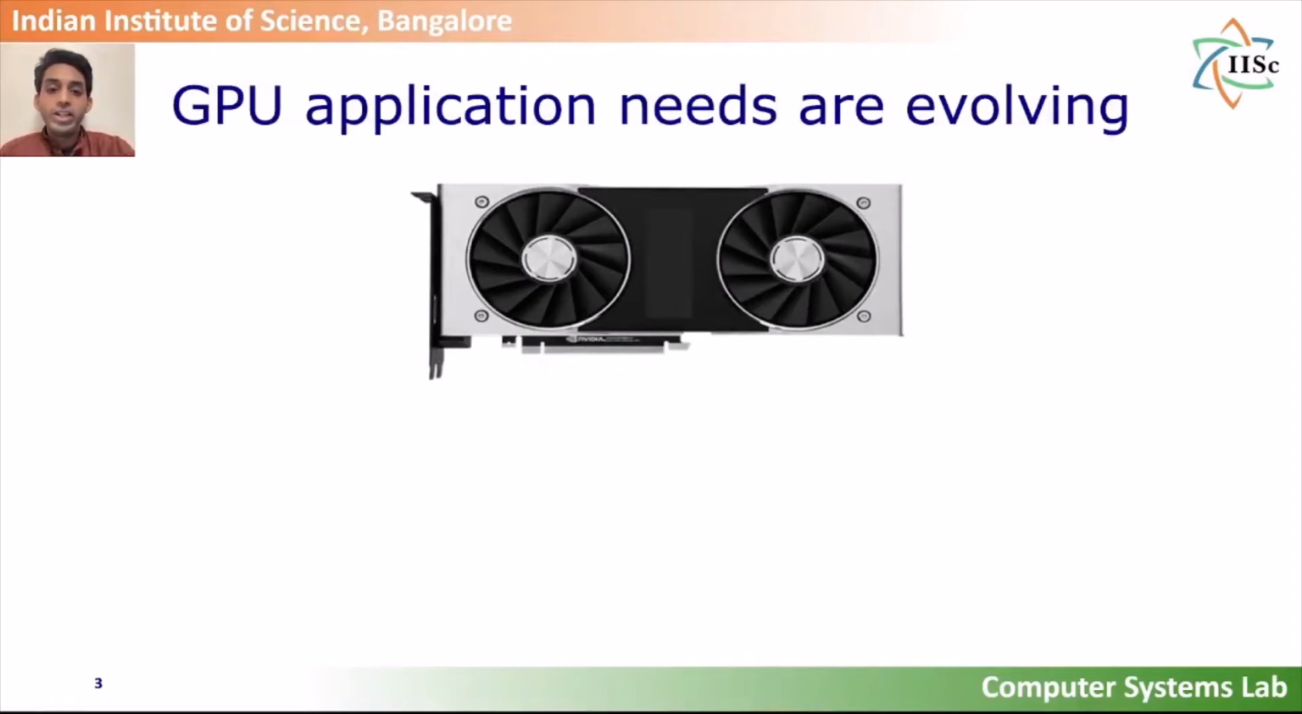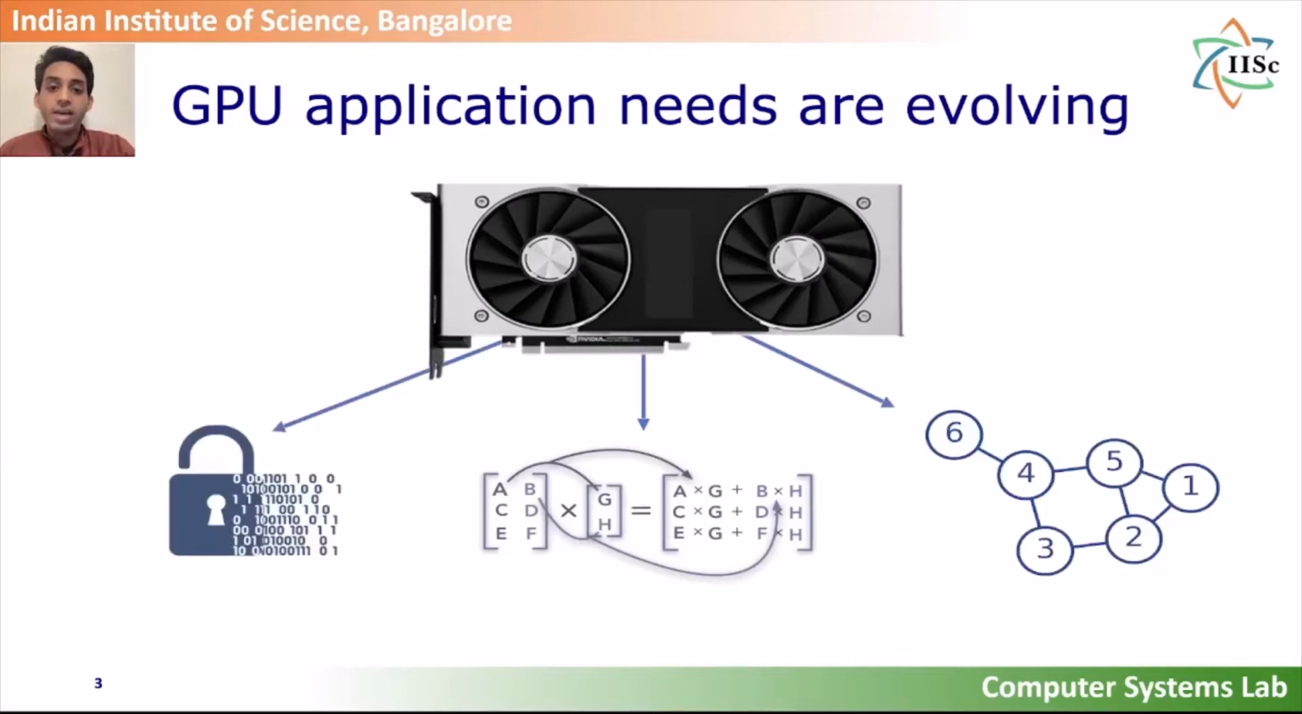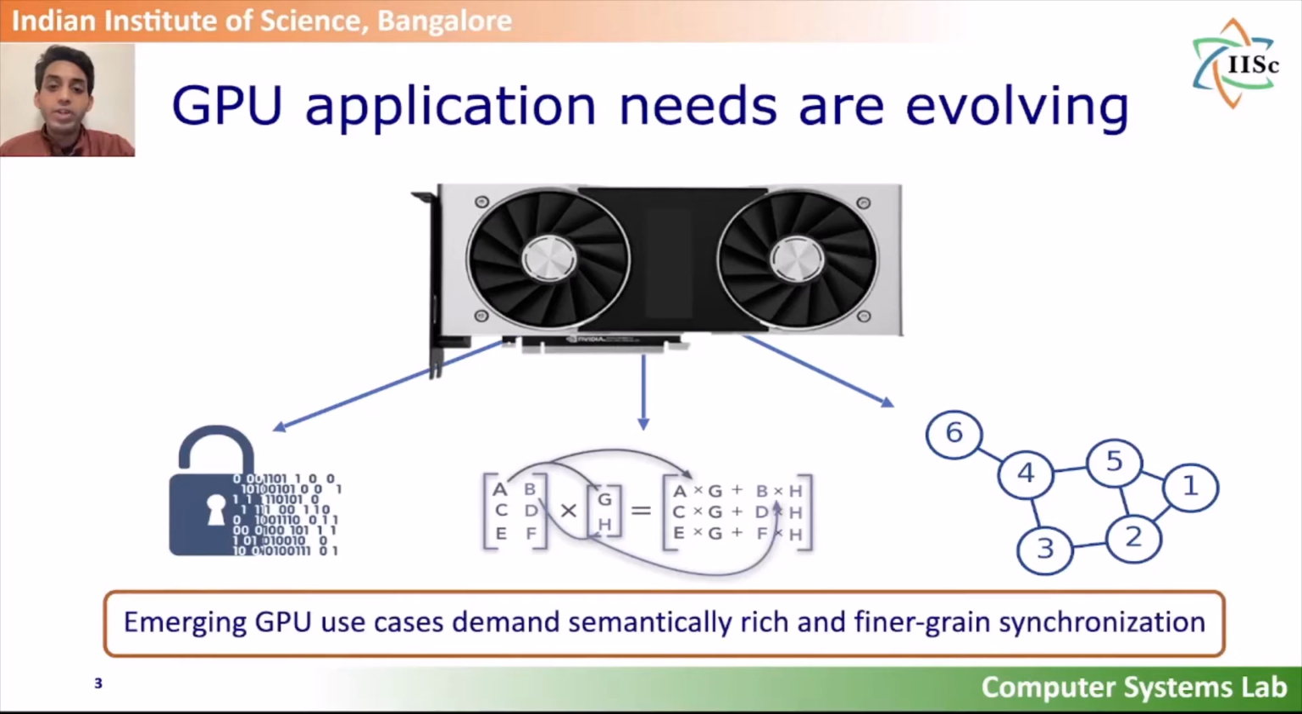Traditionally, computation on GPUs has used bulk synchronous parallelism, such as in matrix multiplication. Nowadays, applications running on the GPU are more irregular. Applications like encryption and graph processing have more complex needs. They demand semantically richer synchronization to support them.